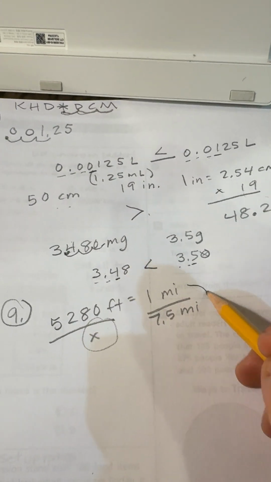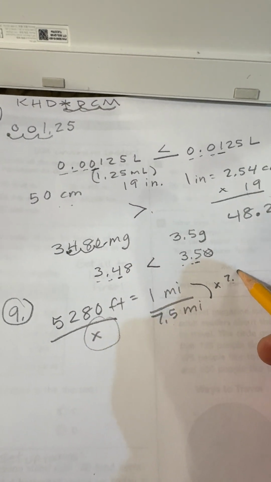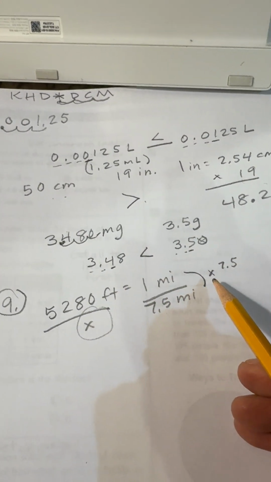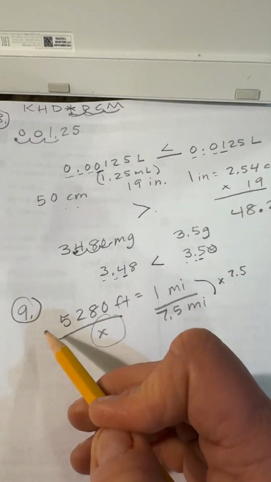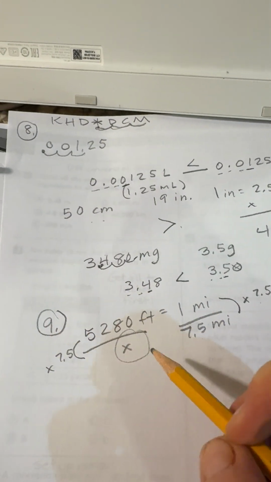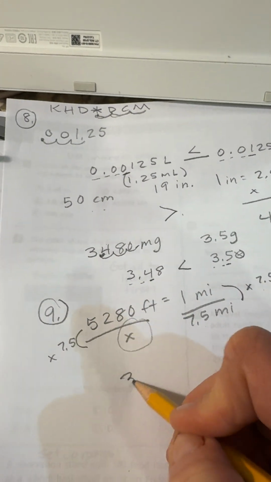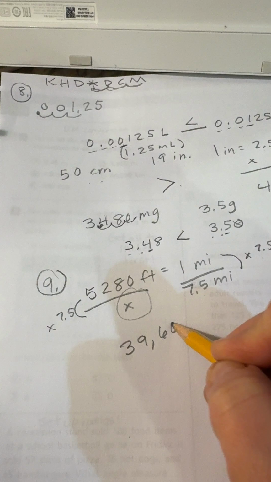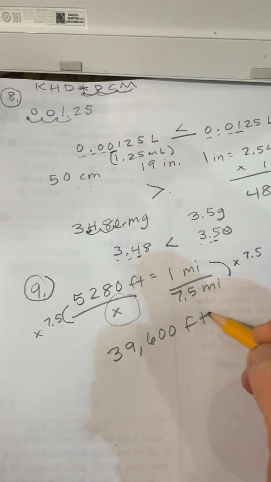To get from 1 to 7.5, we multiplied, because remember with ratios, we can only multiply or divide. We multiplied by 7.5. I'm going to do the exact same thing over here. You may use a calculator, but when you do that, you get 39,600 feet.